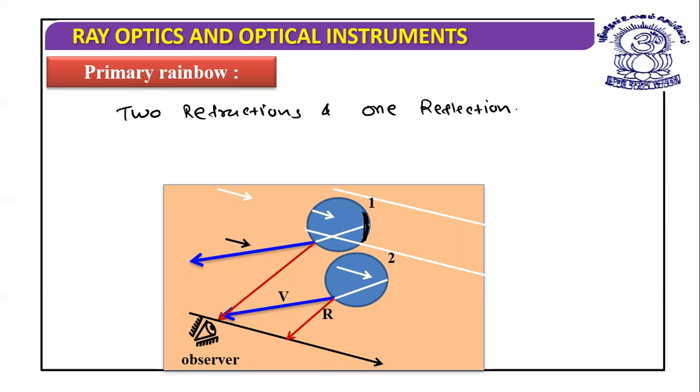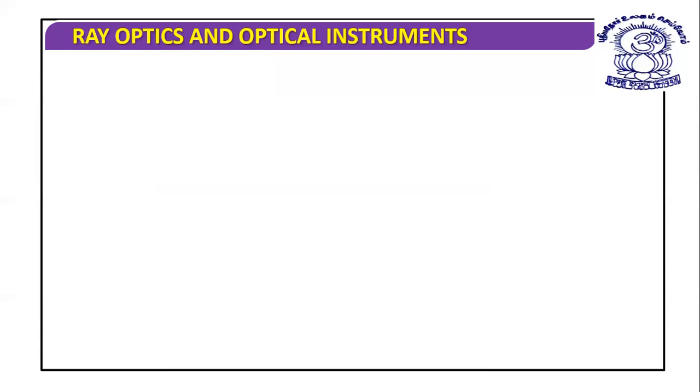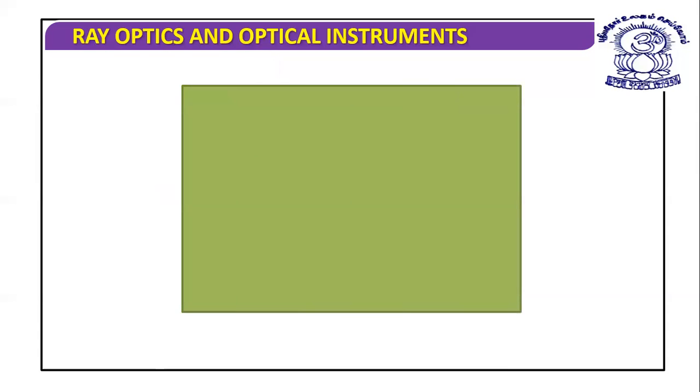We can find this angle. The angle made by violet light is 40 degree and angle made by red light is 42 degree. Now, what actually happens? Let us check.